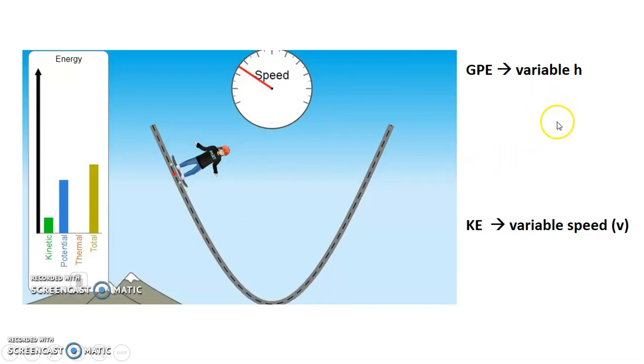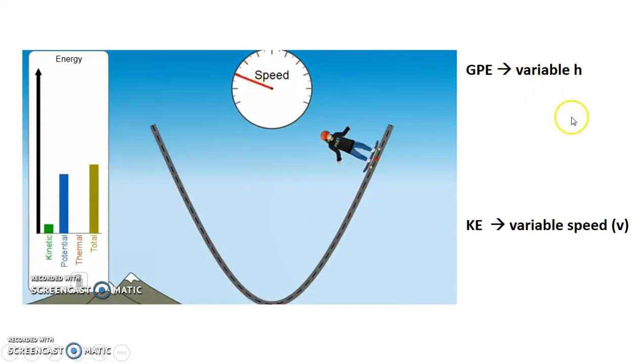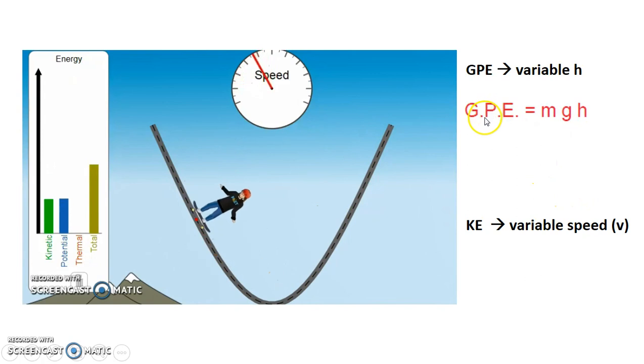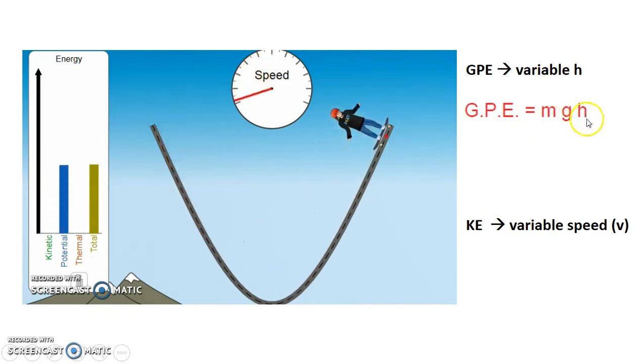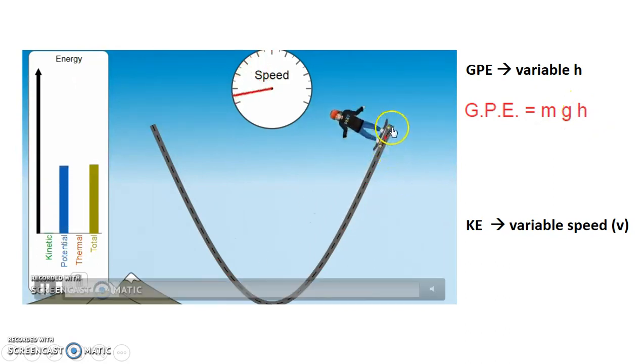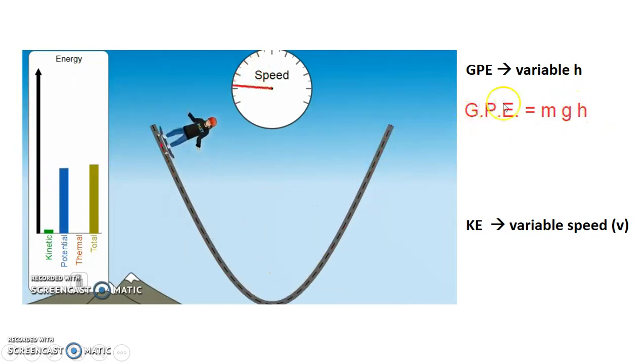So the question right now: what is the exact relationship for gravitational potential energy? I'm just going to introduce this to you. The gravitational potential energy formula is mgh. Basically, it means the higher an object is, the higher the gravitational potential energy is also. What about m and g? It will make sense.